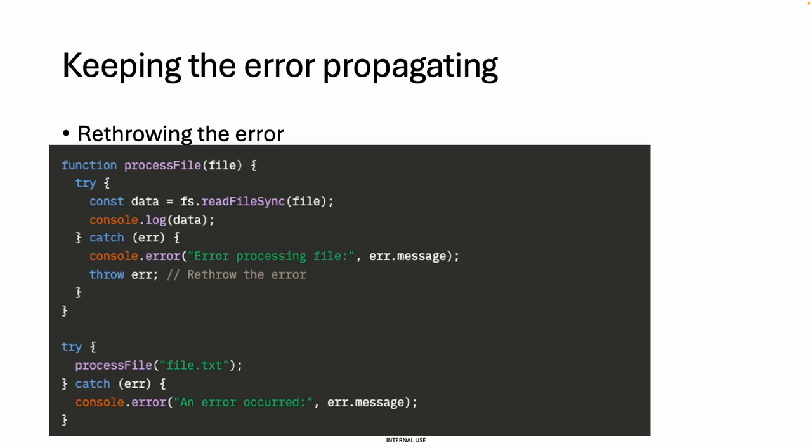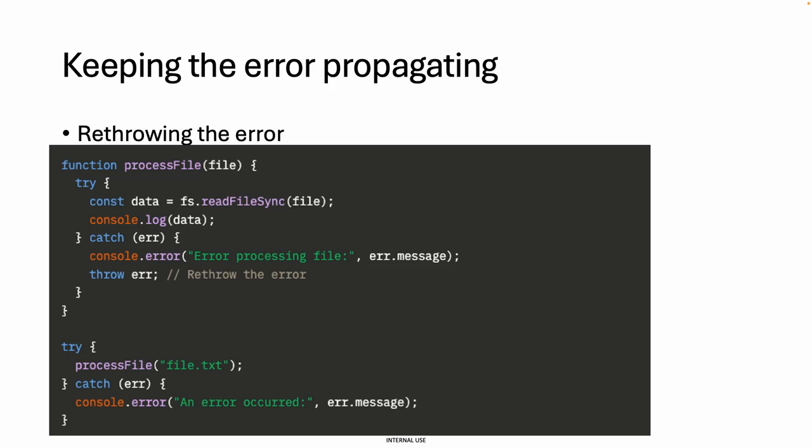So Mergen talks about, and in the next section, Mergen specifically talks about exceptions. But in this section, we're talking about error propagation. So keeping the error propagating in order to keep your program running. So what are ways we can do to keep the error propagating? Well, we can rethrow the error.